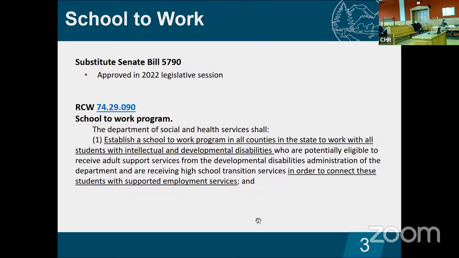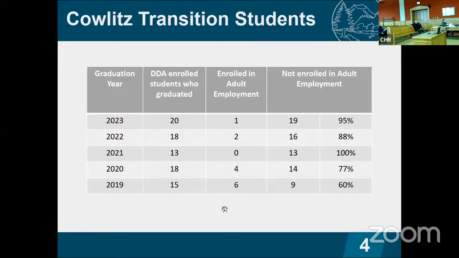What it says in the RCW is that the Department of Social and Health Services, so the state, is required to establish a School to Work program in all counties in the state to work with all students with intellectual and developmental disabilities, with the goal of connecting students with supported employment services. This is how this contract came to us, because of the legislation and that it was codified in RCW. So the state has been working to meet this requirement. We were sent a contract, and the contract is with the Division of Vocational Rehabilitation, not with DDA like our other contract. They're working to roll out a School to Work program statewide.